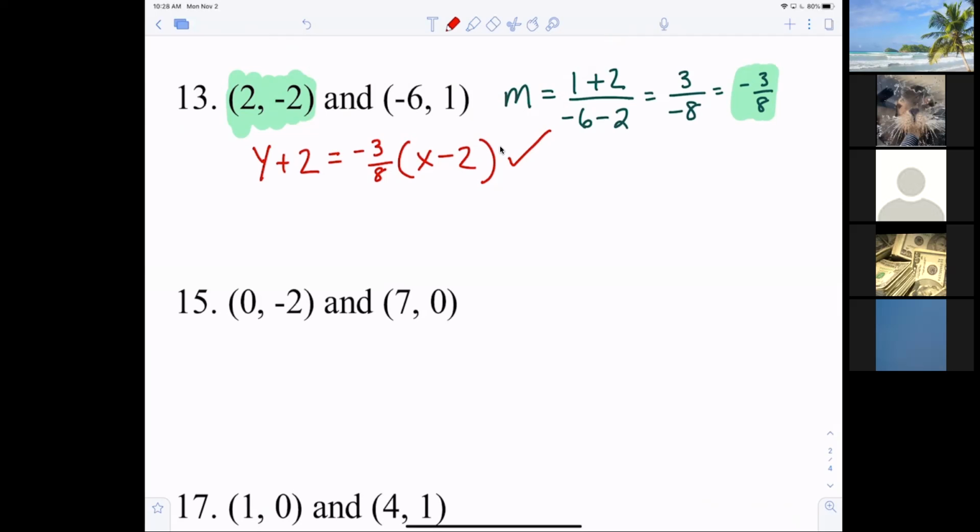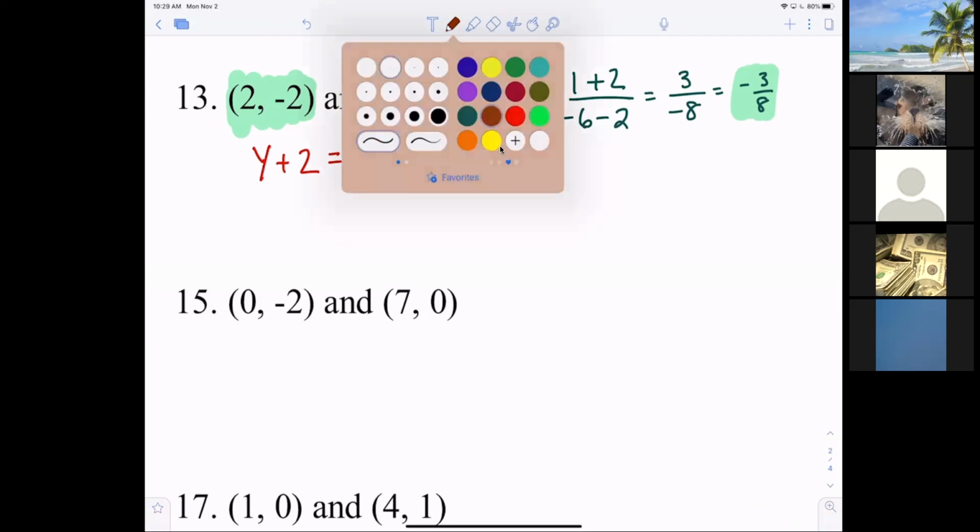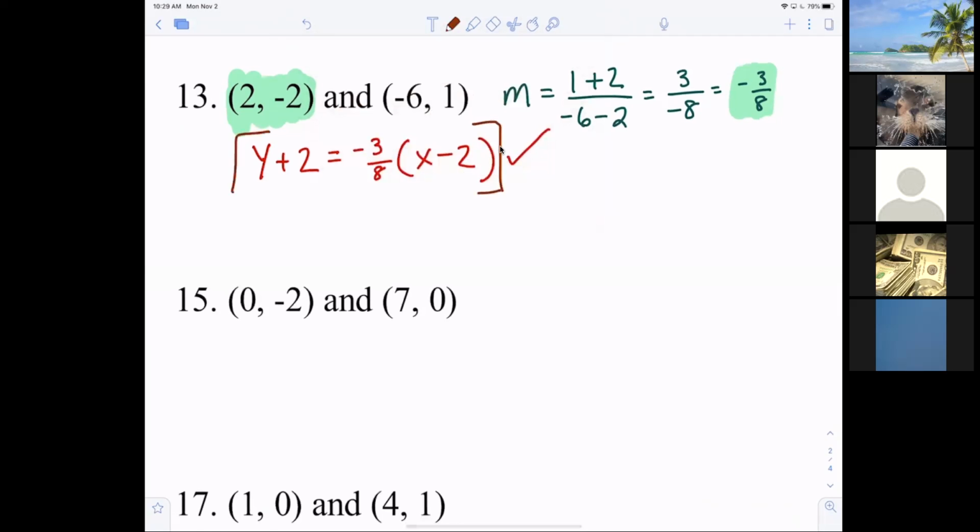All right. Now I'm going to standard form. So what do I have to eliminate? The 8, not the 3/8, just the 8. So I'm going to put brackets around it. I'm going to multiply both sides by what? 8. Now when you multiply the left side by 8, Oscar, what do you get? 8y plus 16. Beautiful.